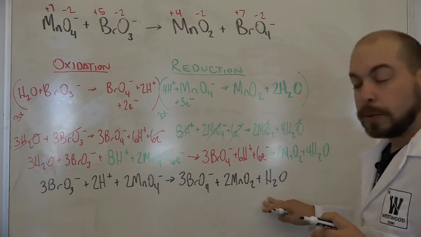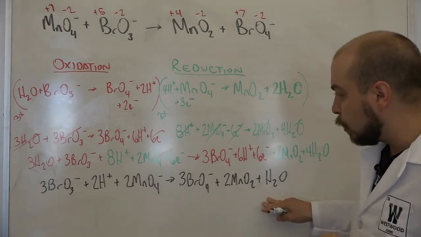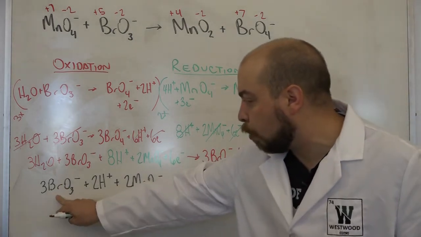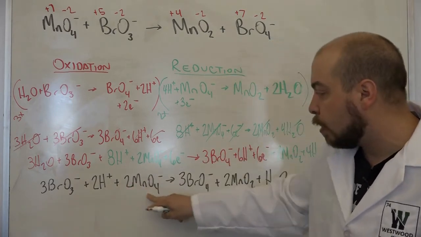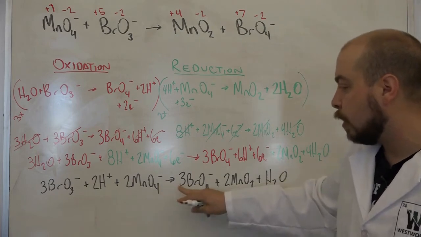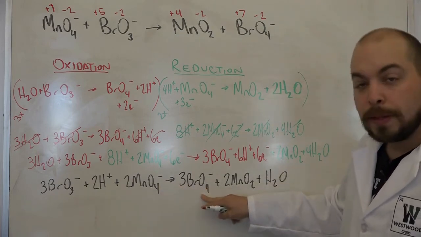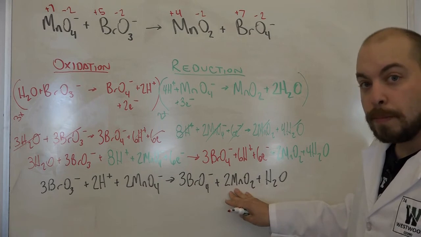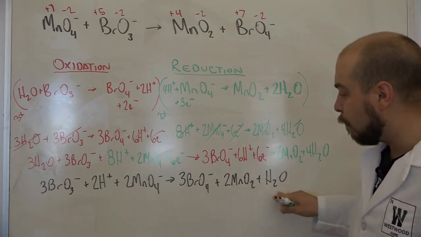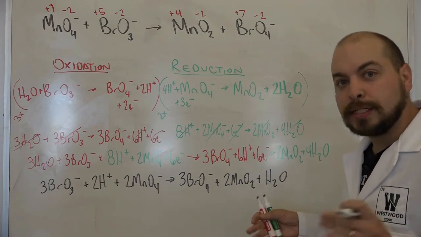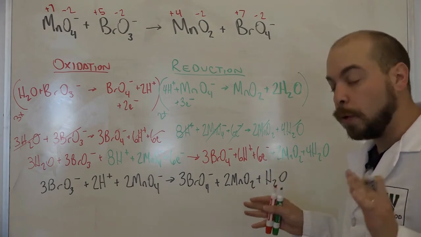this overall reaction. Now this overall reaction, if you look at it, we've got 3 bromates, plus 2 hydrogen ions, plus 2 permanganates, reacting to yield 3 perbromates, 2 manganese oxides, and 1 water. So here we have our reaction. We can check here for balance initially to make sure we did everything up to this point correctly.